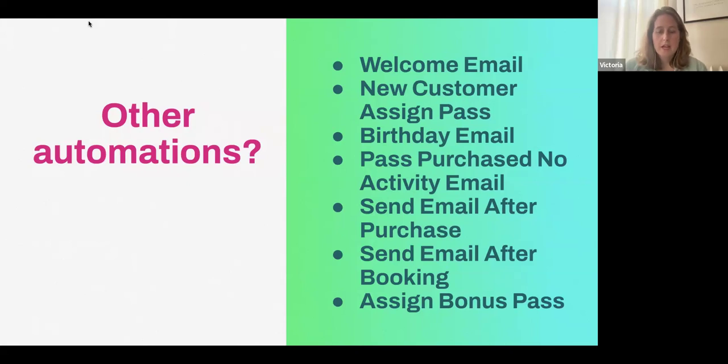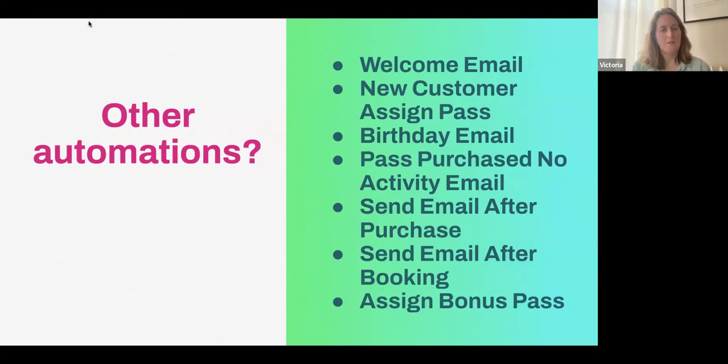And then we also have assign bonus pass. So for instance, if someone purchases one pass and then you automatically assign them another one, that's a nice workaround for credit-based passes. For instance, if you offer, say, a 5 class... or I should say, it's a really good way to work with eligibility.